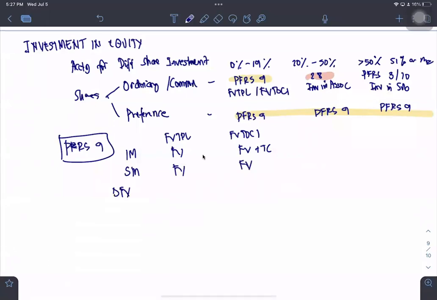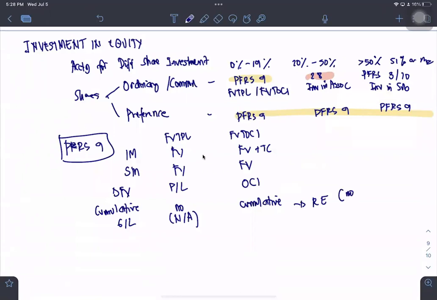Now, where will we place the changes in fair value? In FVTPL, we will place it in profit or loss. In FVTOCI, we will place it in OCI. Since there is OCI, we have this concept of cumulative gains or losses. Under FVTPL, there is no cumulative gains or losses because it is not applicable. While for FVTOCI, there will be cumulative gains or losses. This cumulative gains or losses is transferred directly to retained earnings.